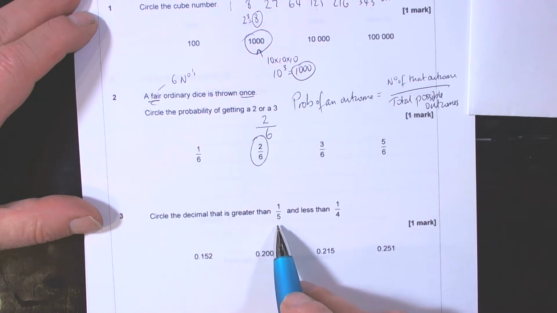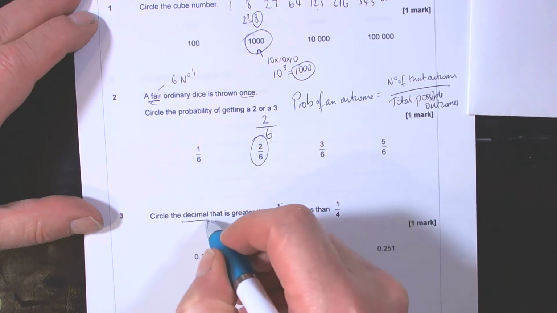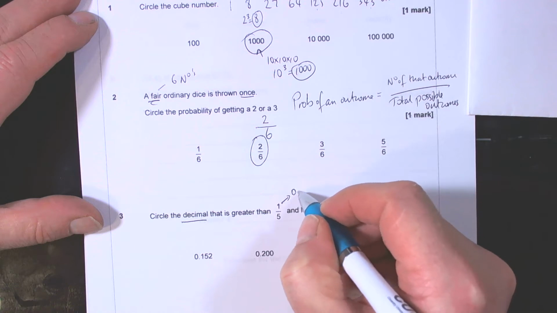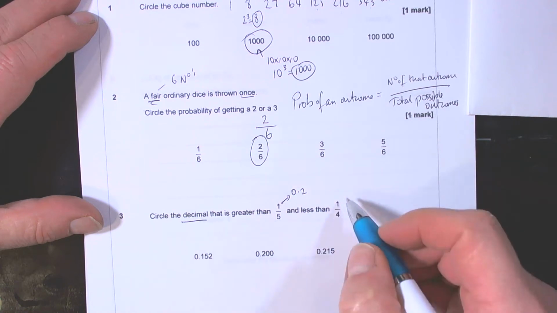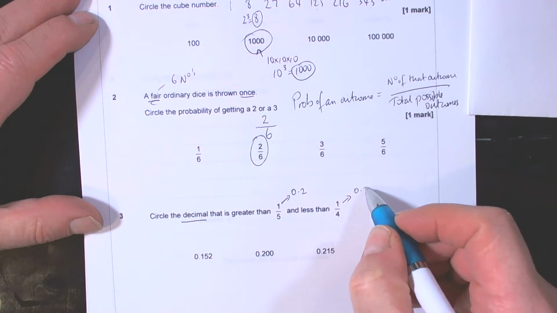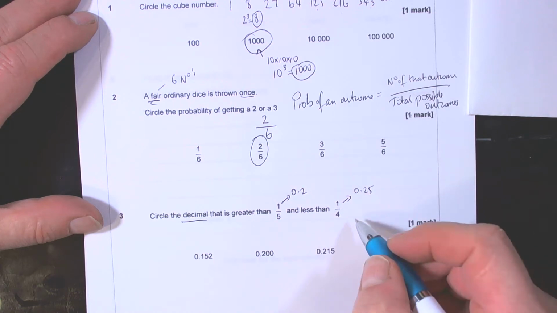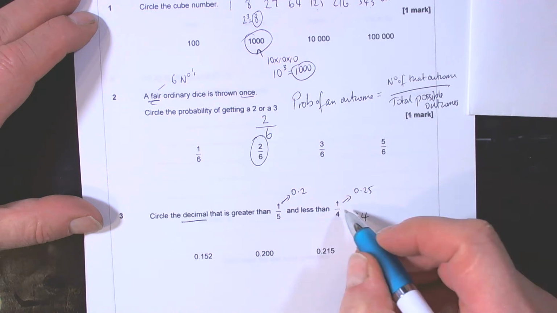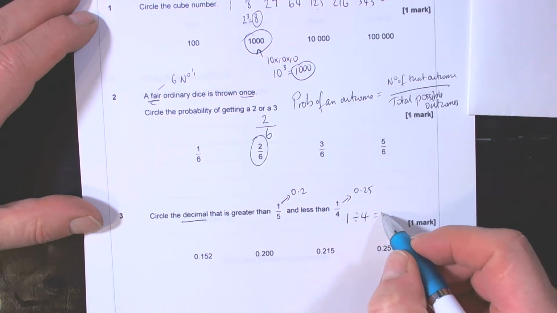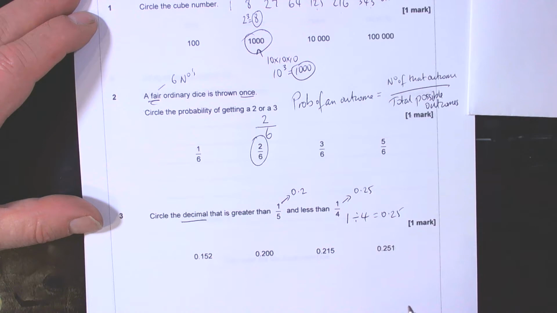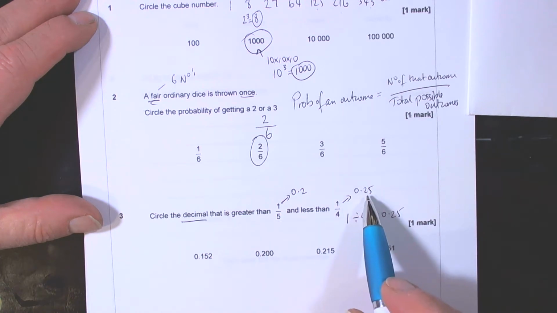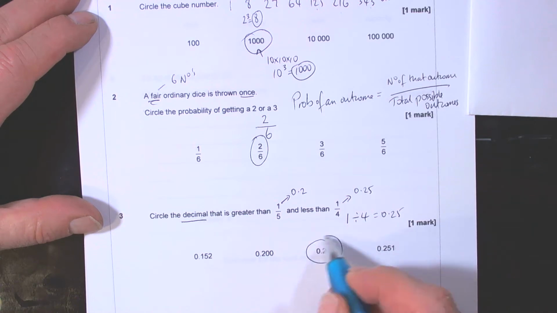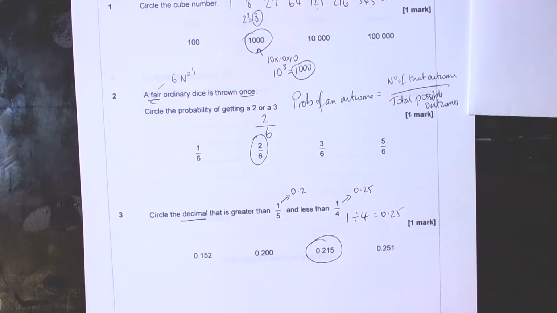We've got to circle the decimal that is greater than 1/5. So when it starts talking about decimals, then we should be thinking, well, that's 0.2, and a quarter is 0.25. Now remember, this is a calculator paper, so if you do forget what the decimals are, then you can do the fraction division, 1 divided by 4, and that will give you 0.25 on your calculator, etc. So it's got to be greater than 0.2, but it's got to be less than 0.25. Looks like it's that one.